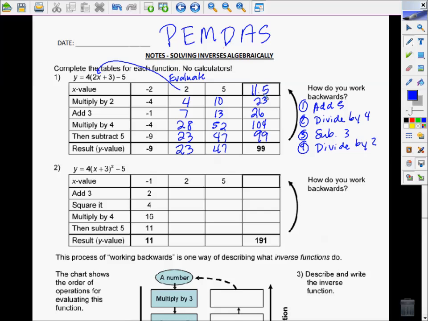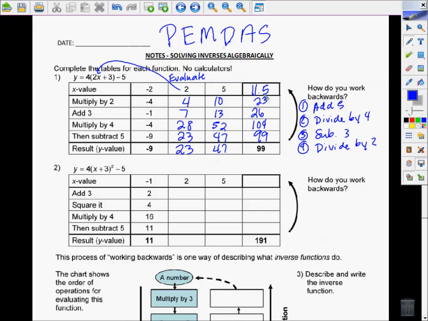Just to make sure you understand that, this is what you're doing. So in your mind, that's what you should be thinking. But do you want to list out the steps every time? No, you should be at the point where you're doing this. If I'm working backwards, that means I know what Y is. So if I know Y is 99, to get X, I'm going to start working backwards, right? I'm going to add 5. Isn't that what we did?